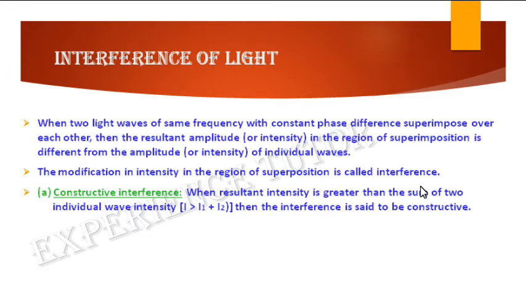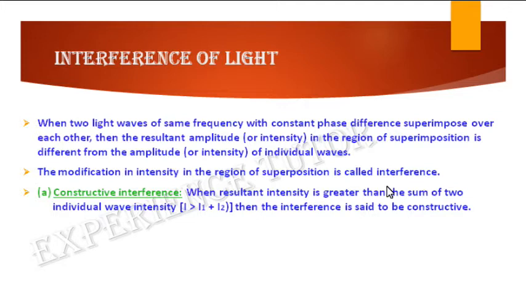Now let us study constructive interference and destructive interference. First, constructive interference: when the resultant intensity is greater than the sum of the two individual wave intensities. We represent the resultant intensity as I, the common intensity after the interference. Then I should be greater than I1 plus I2, where I1 and I2 are the individual wave intensities of the two waves. Then the interference is said to be constructive.